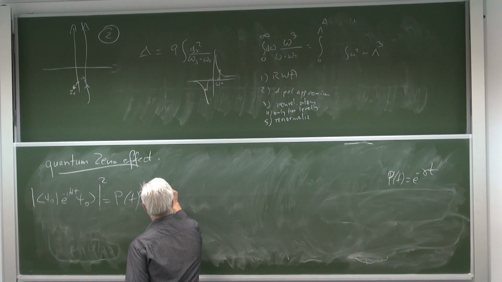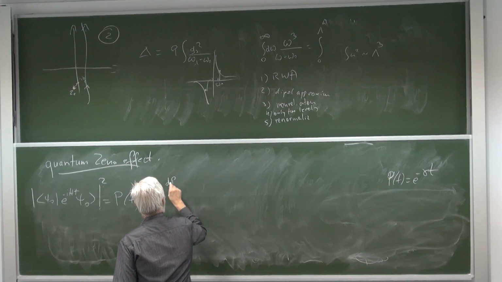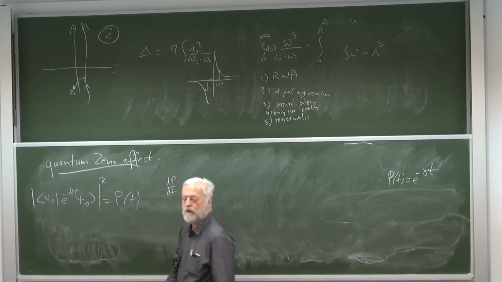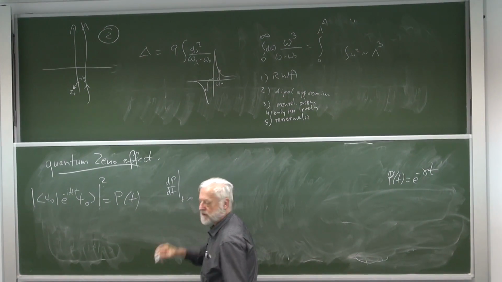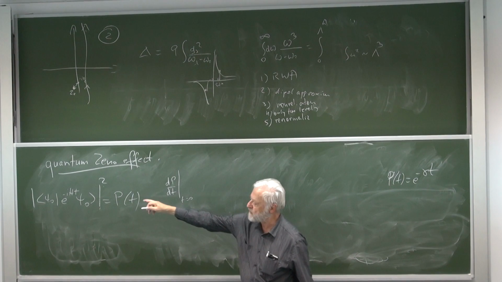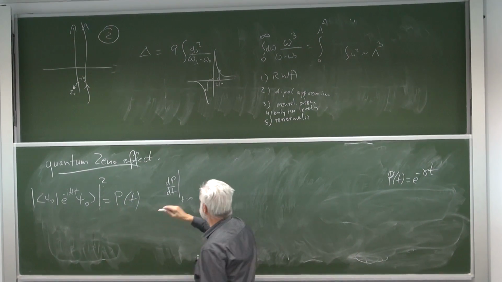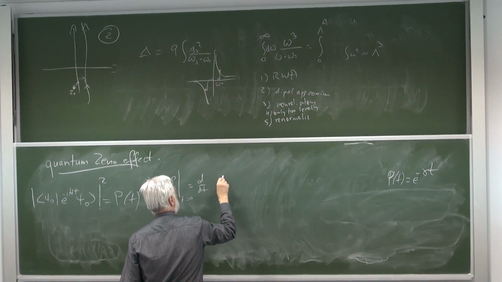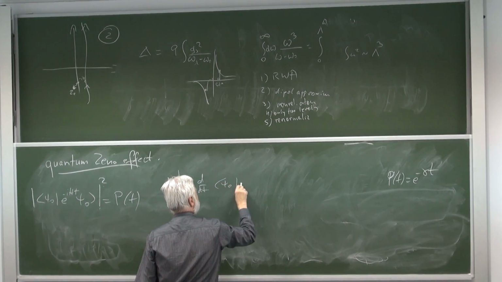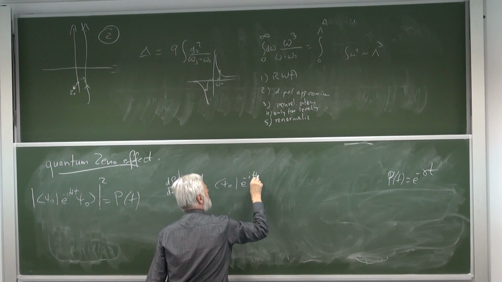But if I take this and put t equals 0, out of the very definition, what do I get? Well, I have to differentiate something like this.